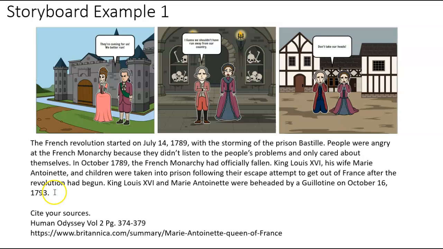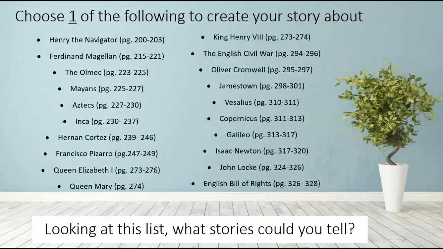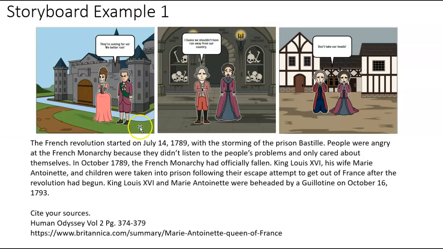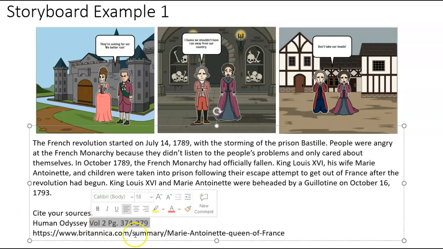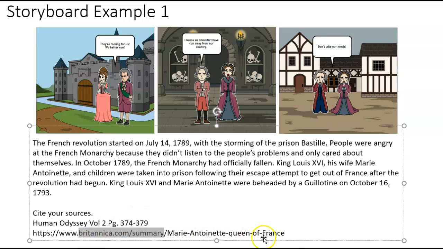So here you can see that I wrote a detailed summary about the French Revolution as my example. So you cannot write yours on the French Revolution. Remember that you need to write yours on one of these people or events that happened in Unit 2. But mine is written about the French Revolution. You can see that I cited my sources of the textbook and of this Britannica website. And I have the storyboard, I have the summary, I have my sources cited.